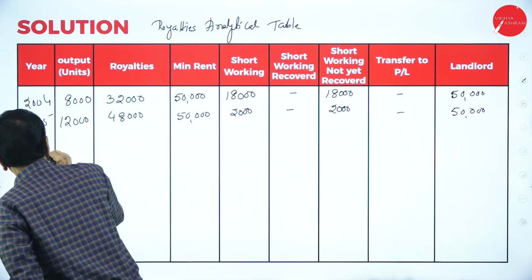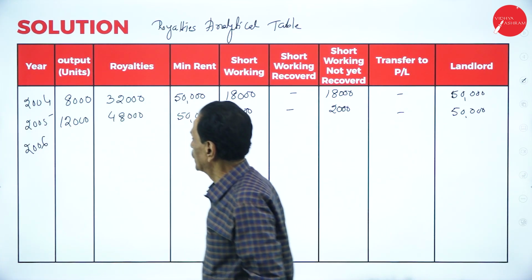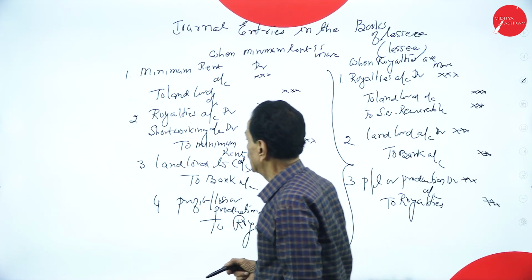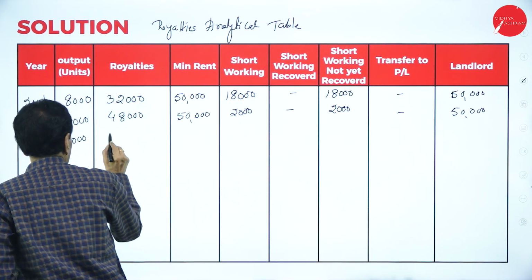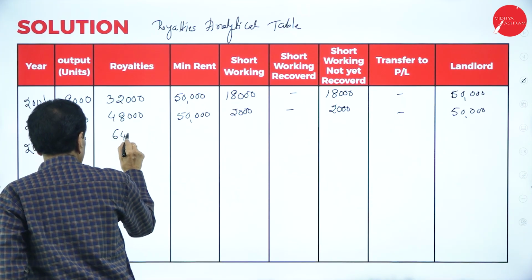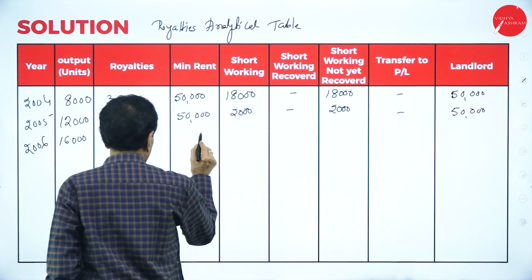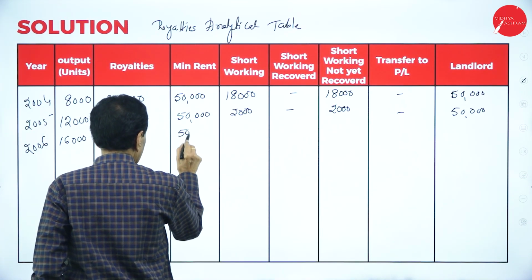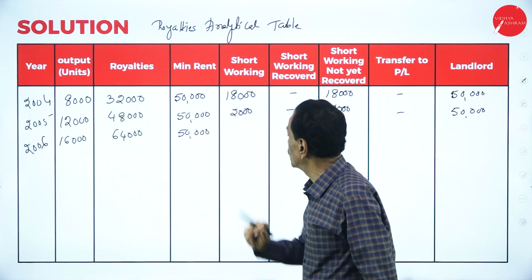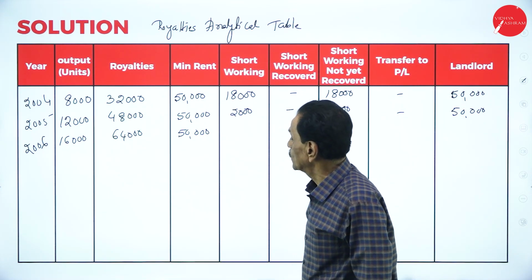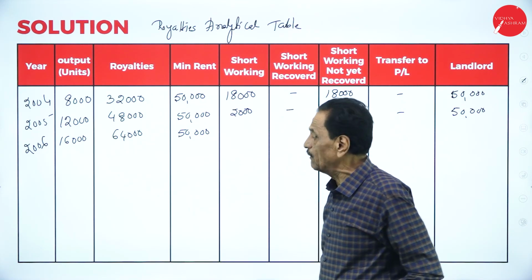2006. What's your output now? 16,000 tons. Royalty 4 rupees, 64,000, with a minimum rent of 50,000. So we have to pay the 50,000. How much more? 14,000 more. That can be put into a recovery.